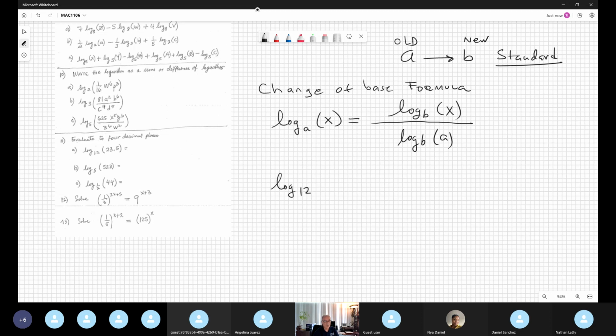Logarithm base 12 of 23.5. Suppose I select ln on my calculator: ln 23.5 divided by ln 12. They want you to round the answer because it is irrational, using 4 decimal places. Put it in your own calculator now: ln, 23.5, close the parentheses, division, ln again, 12, close the parentheses, press enter, and I get the answer.